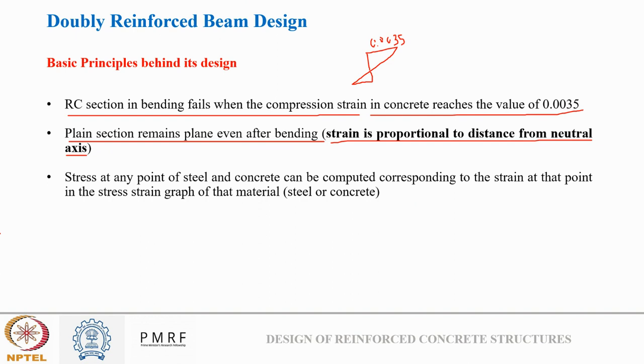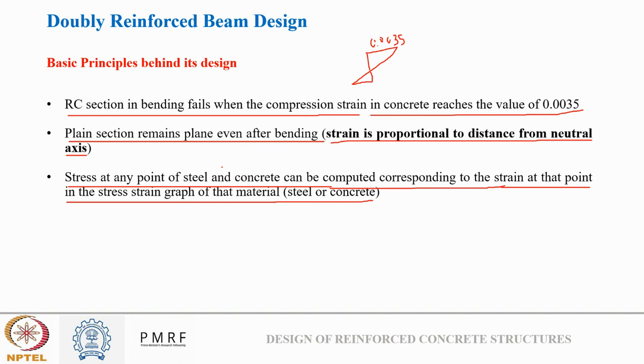which again states that strain is proportional to the distance from the neutral axis. And the final point is that stress at any point of steel and concrete can be computed corresponding to the strain at that point in the stress strain graph of the material. We'll see how this point is important now. Till now, we didn't see much use of this point for a singly reinforced beam design, but in doubly reinforced beam design, we will see how this point becomes important.